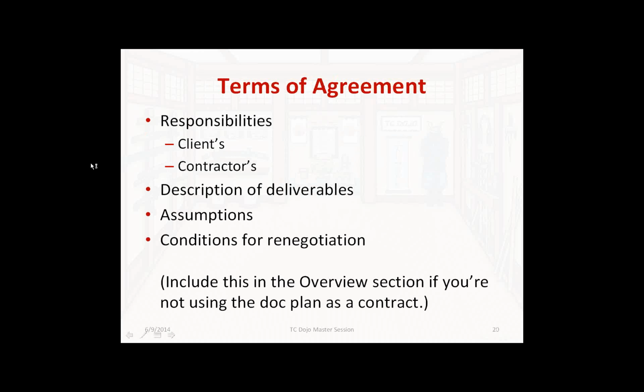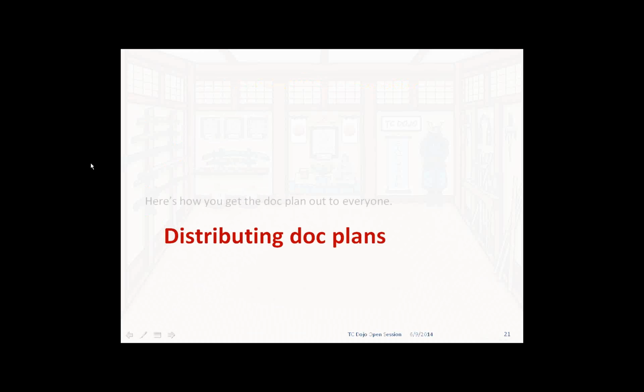The terms of agreement, as I say, this is more for freelance work or independent pieces, but you will have lists of responsibilities and so forth, and description of deliverables and your assumptions and conditions for renegotiation. This is basically turning your documentation plan into a full signature document, statement of work. And you'll bind all of this into the overview if you're not going to be using it as a contract. All right, that was a quick romp through something, and your head is spinning.